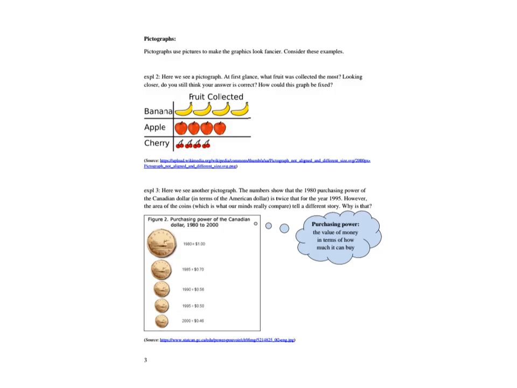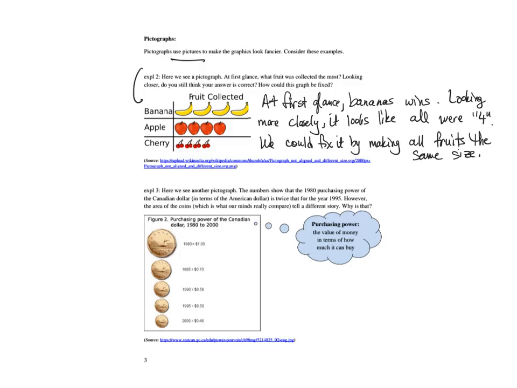Okay, now pictographs use pictures to make the graphics look fancier, and they can be used well and they can be used not well. Let's look at number 2 here, a good example of not so good. So read that over and see what you would answer. Pause me down and then check back with me.